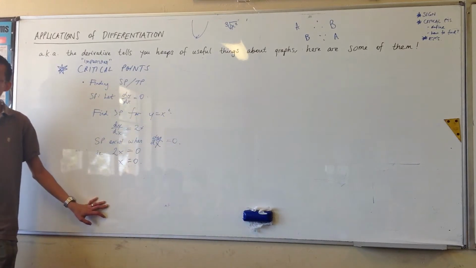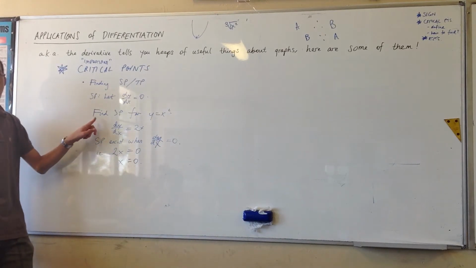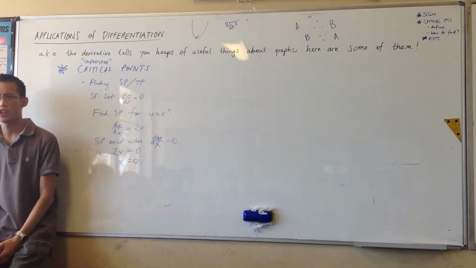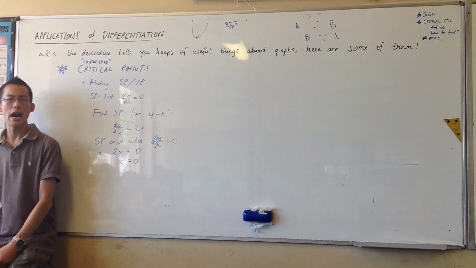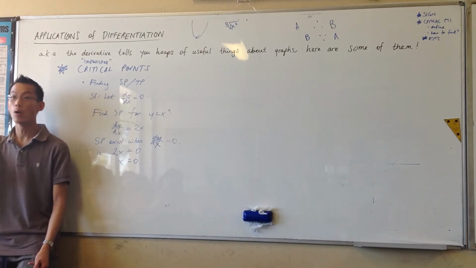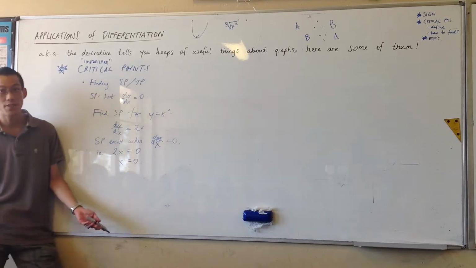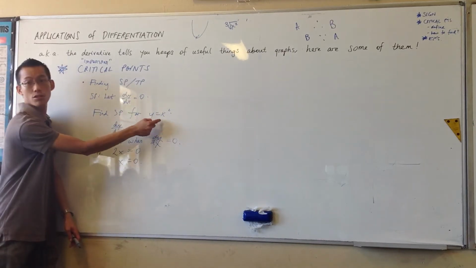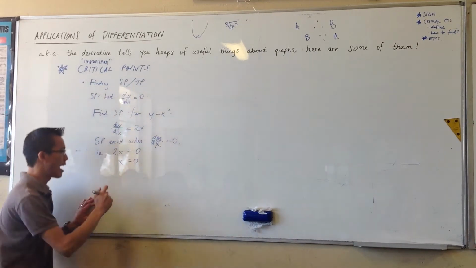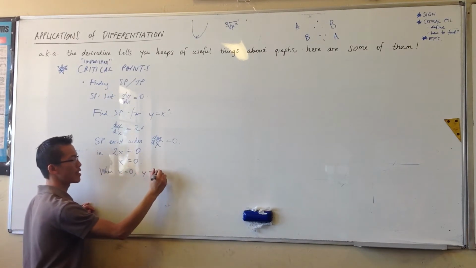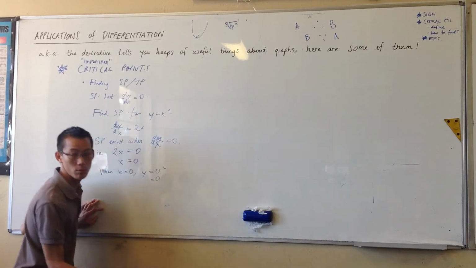Now, what I've done so far is I've found the x value for the stationary point. But in anywhere else under coordinate geometry, if I said find a point, I don't just want an x value, I also want a y value. So you found the x value, how do you find the y value? Bring it back to your original equation. So I would say when x equals 0, y equals 0 squared, which is also 0.